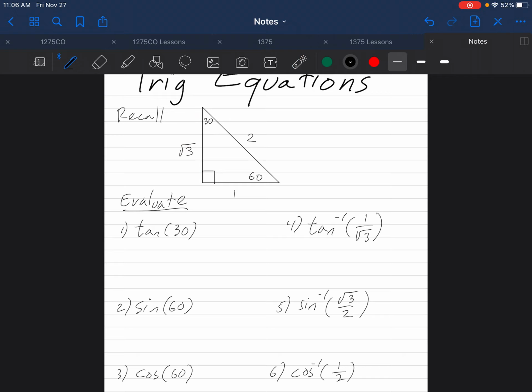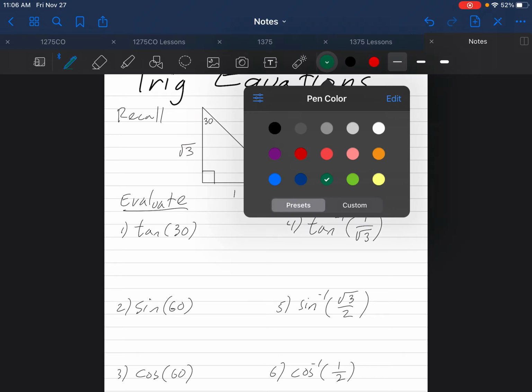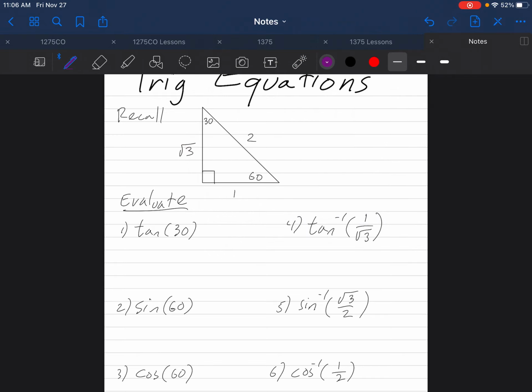If we want to find the tangent of 30 degrees, that means we are going to use an angle of focus over here. And that means this is the opposite side, and that means over here is the adjacent side, which will make the tangent of 30 degrees equal to 1 over radical 3.